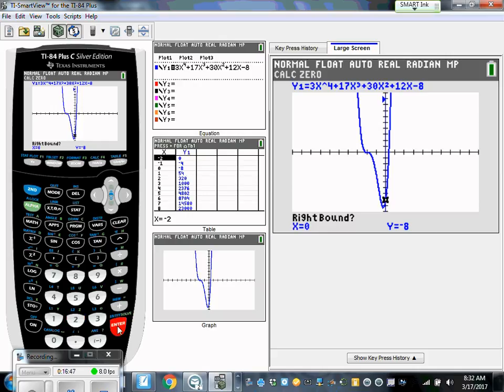And it's going to ask right bound. So hit your right arrow to move it. Oops, went off my screen. Now it's somewhere above the x-axis. Hit enter. Stupidest function on the calculator.